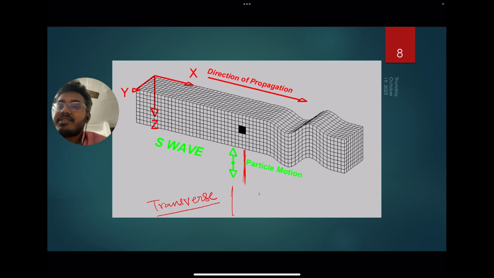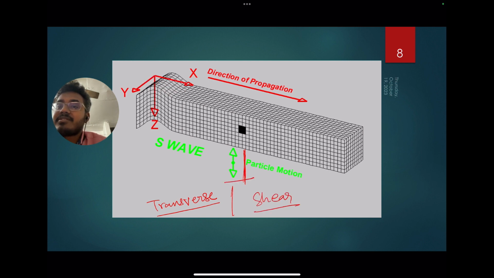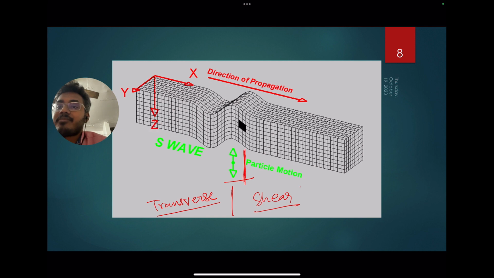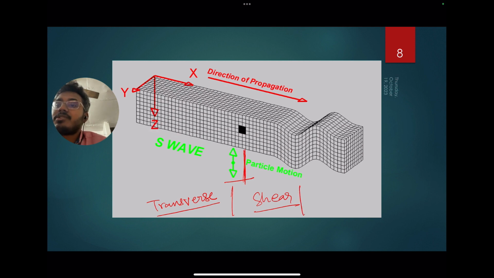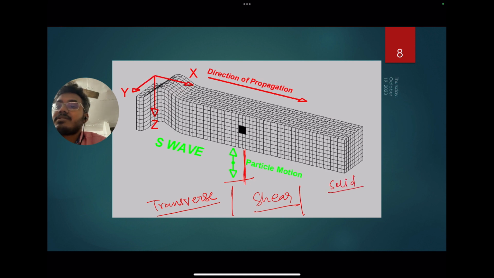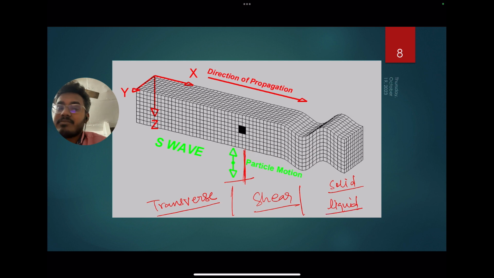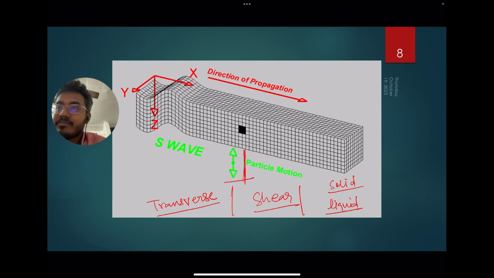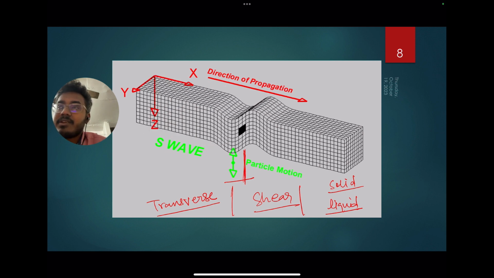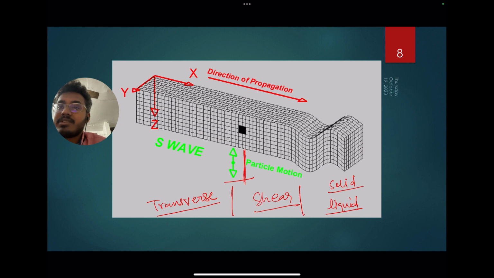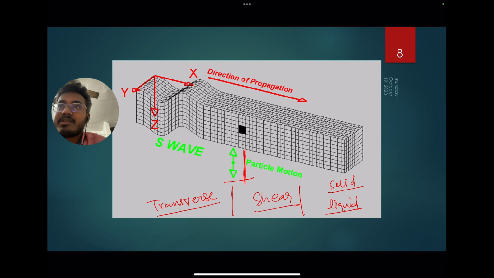This is also called shear wave because this type of movement is known as shear, and it travels only through solid medium. It does not travel through liquid mediums because liquids do not have the ability to shear. Its velocity will also be higher in rigid, solid mediums, and will be completely absent in liquid medium.